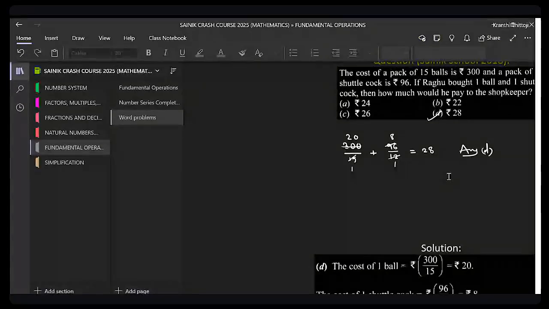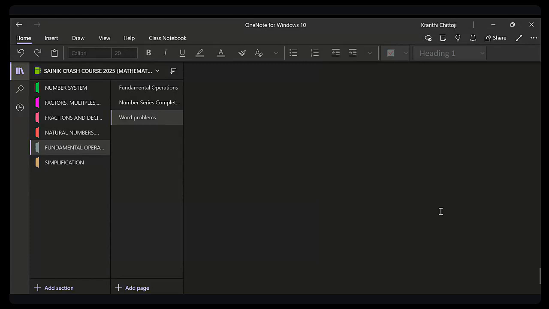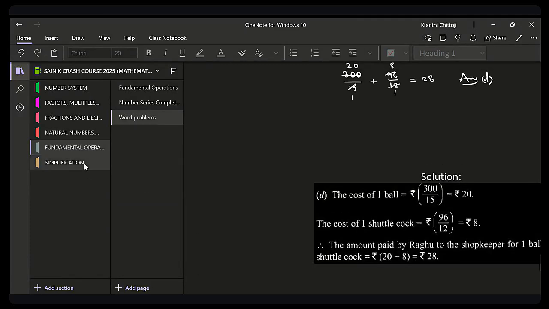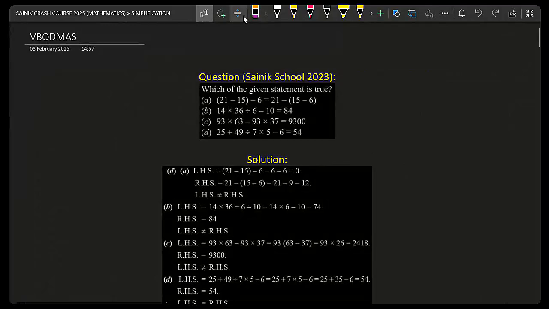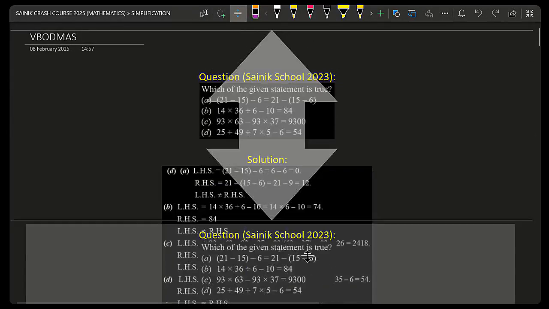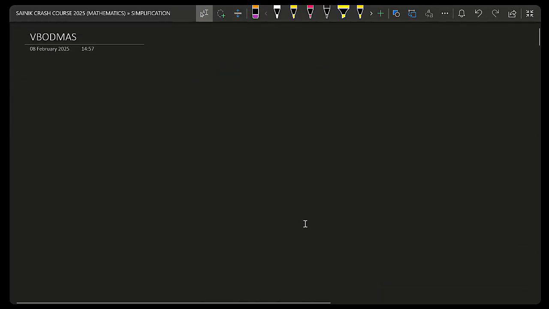So these are the problems related to the fundamental operations that we have discussed. Next chapter, we're going to start simplification. In simplification, we're going to discuss one rule called VBODMAS. After that, we'll continue. So what is this VBODMAS rule? This is the order of operations we have to solve.